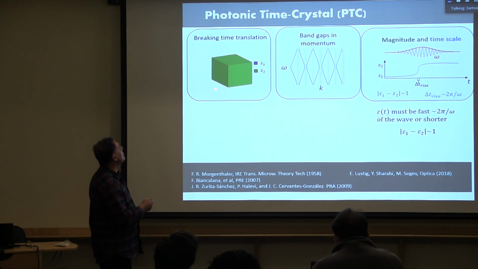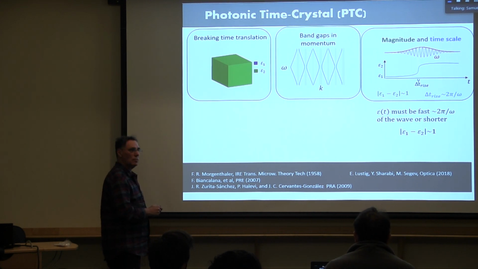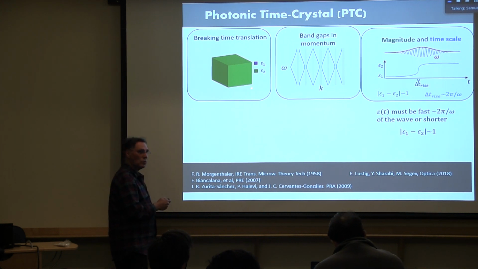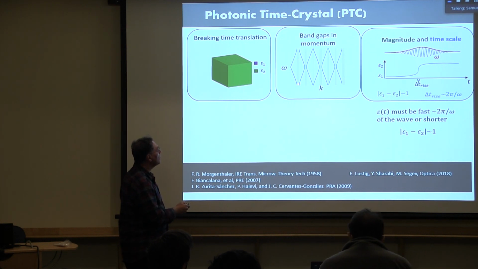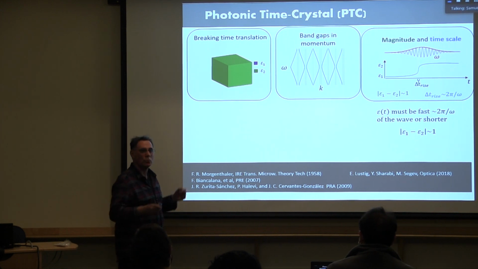Keep in mind that because of this modulation of epsilon in time, the system does not conserve energy. But because the medium is homogeneous, the system conserves momentum. As a result, the modes with the k vector in the gap can be amplified exponentially at the expense of the modulation. In other words, it sucks energy from the modulation.